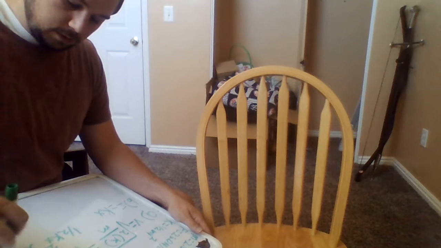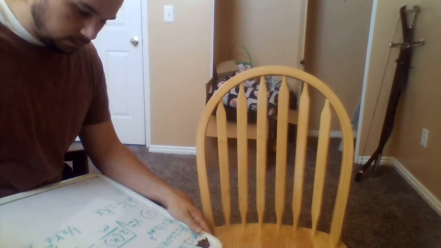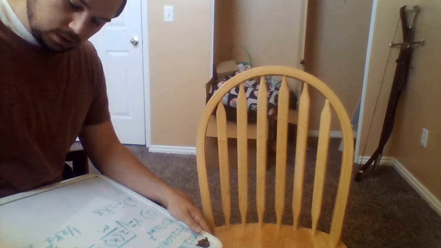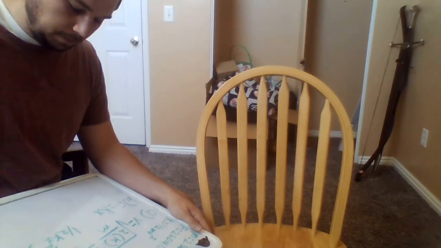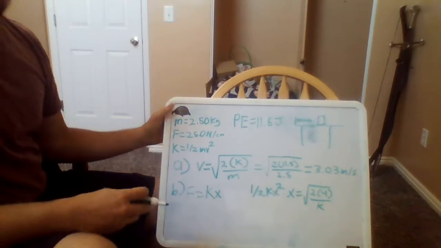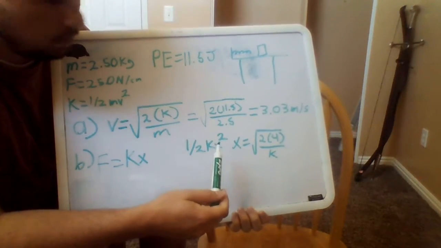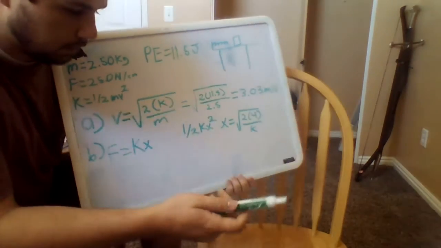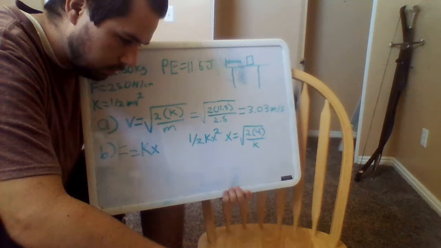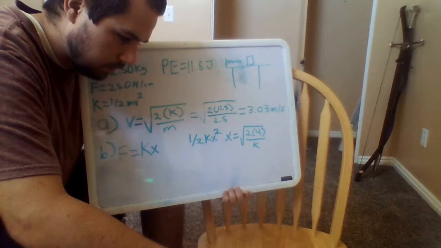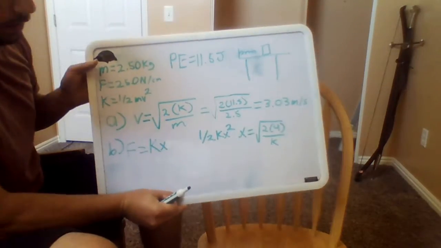Sorry, let me just solve for this again. Yeah, let me just show you what I'm doing here. So we have 1/2 kx squared. We're going to solve for x. And this is going to give us the distance we're going to need to use in order to find our acceleration.